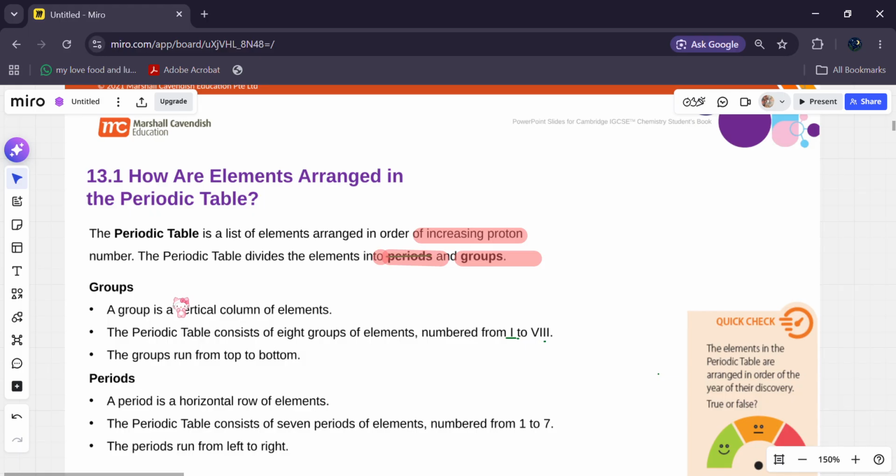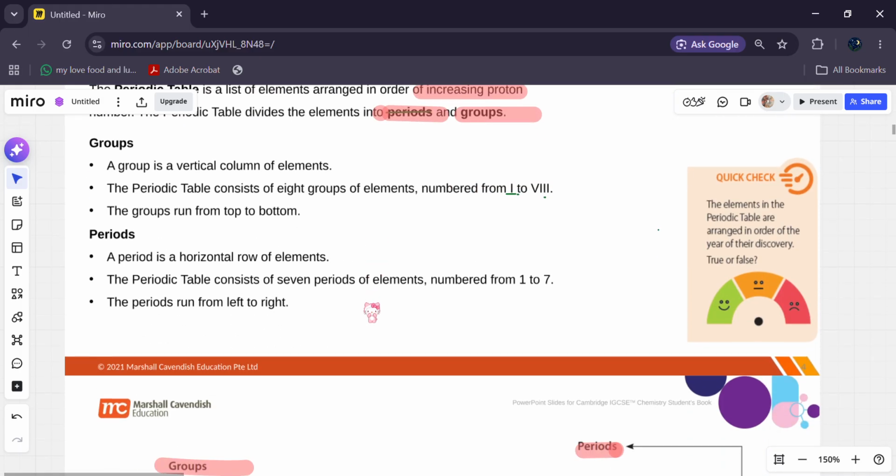And when they say that the elements are arranged in order of increasing proton number, it means that in the periodic table, each element has a different proton number. And the periodic table takes these elements and arranges them in increasing order and places them in an organized table, forming the periodic table.